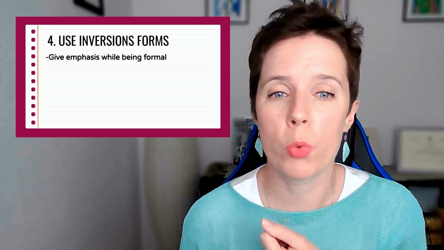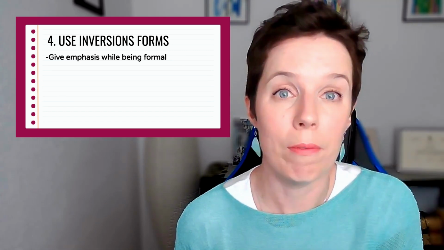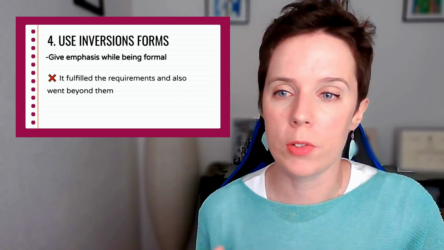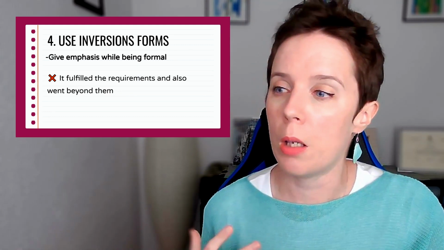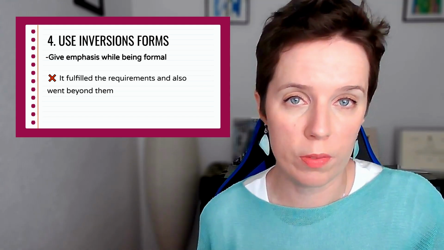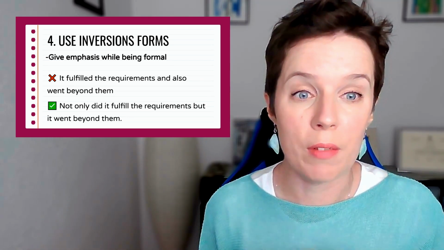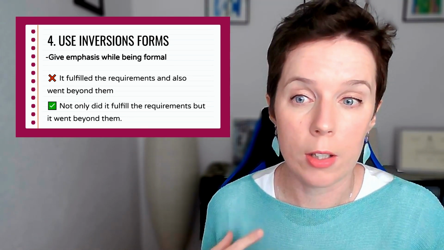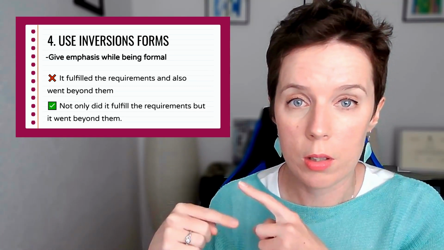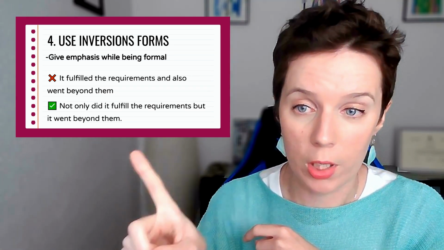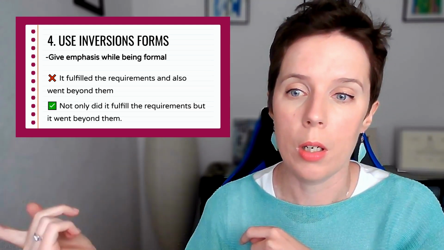But inversion forms we generally use for emphasis, but it's a more formal way of giving emphasis to something. So if I have the sentence, for example, it fulfilled the requirements and also went beyond them, yeah, it's okay. Again, it's not super formal. We can definitely make it a bit more formal by switching the structure around and inverting the subject and the auxiliary verb. So I can say, not only did it, so we've inverted it, we've also added an auxiliary in there with did. Not only did it fulfill the requirements, but it went beyond them.